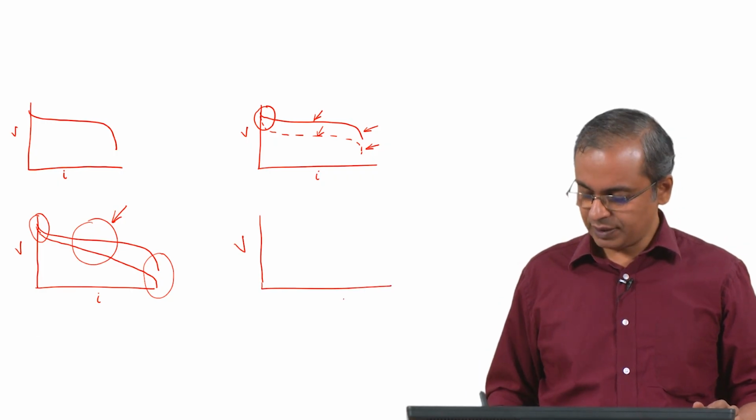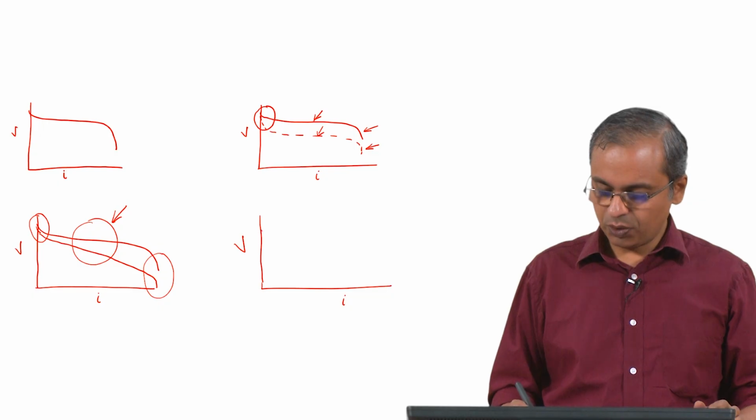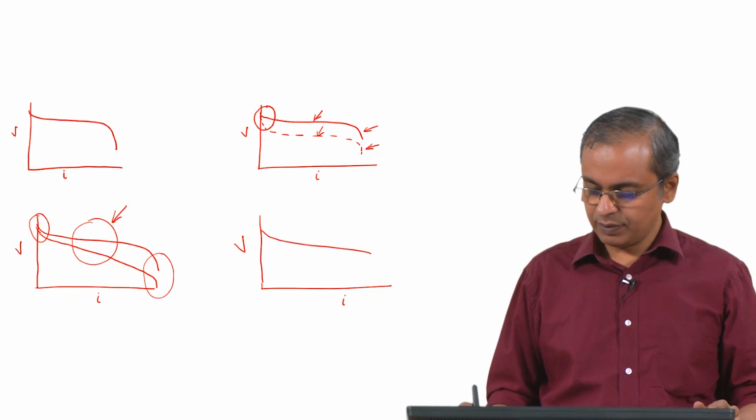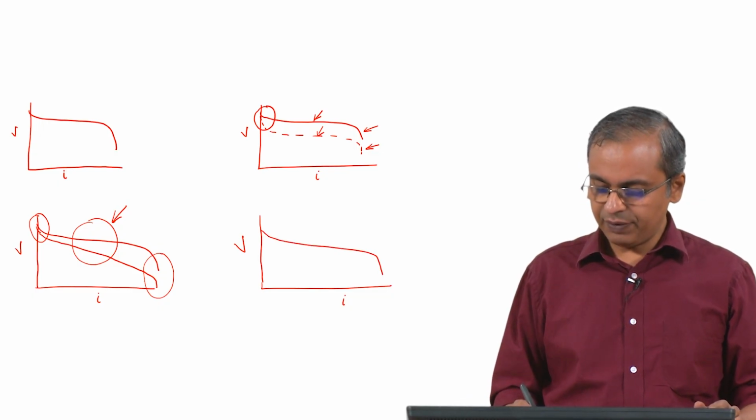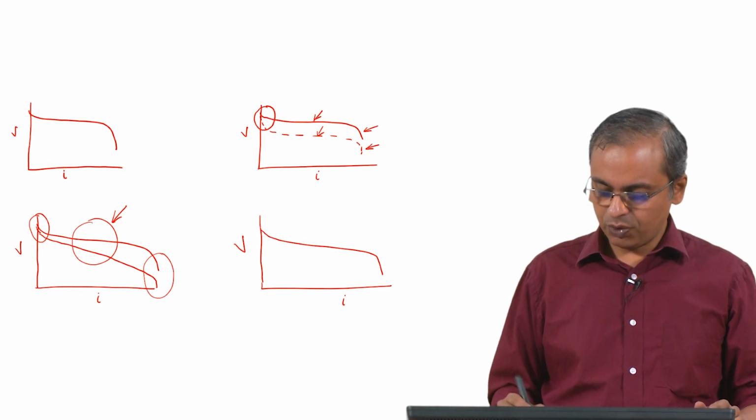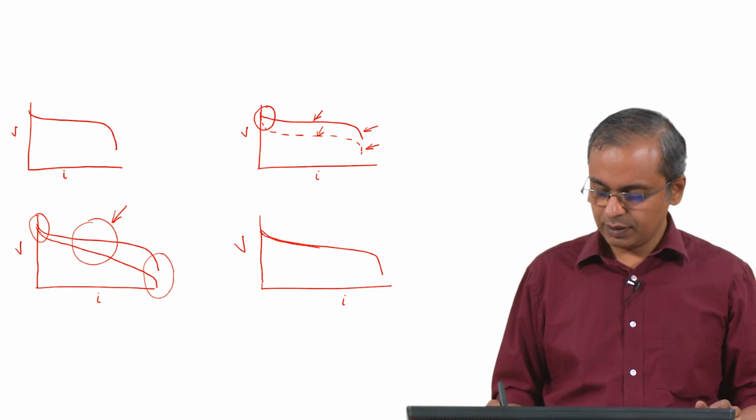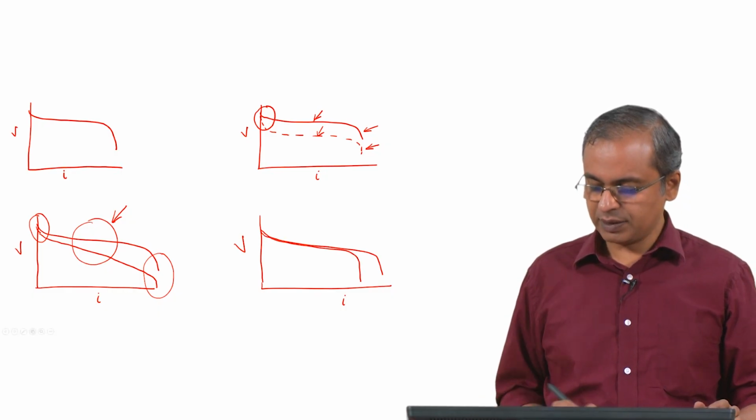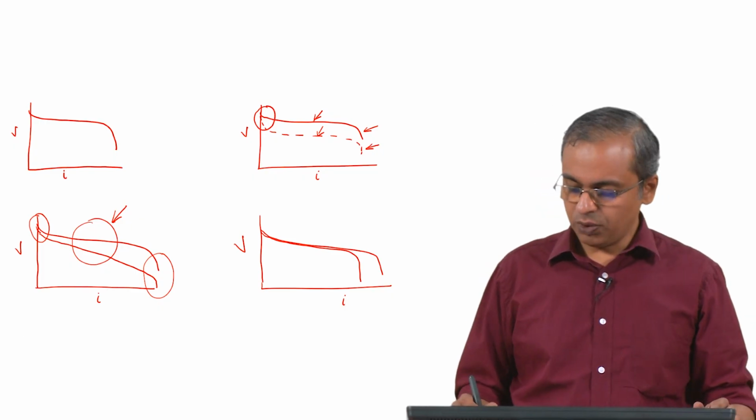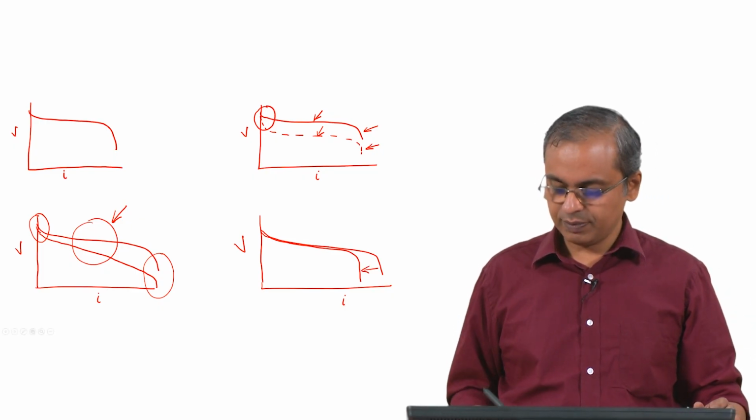The third possibility, as you may guess, would look something like this. This is the voltage, this is the current density, and again this is your original curve. Everything else is the same, only the mass transport losses have become bad, and that would look something like this. It would retrace the path, but this alone would drop down. So, in other words, only the concentration loss has now become worse.